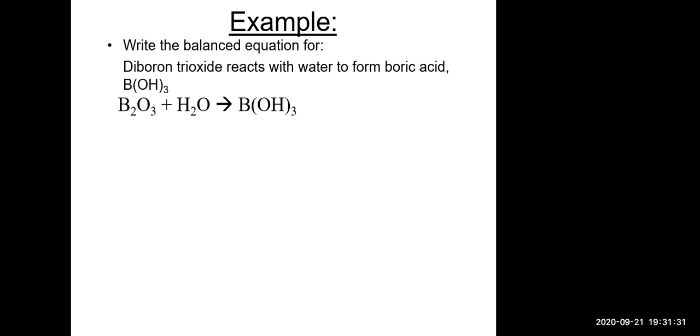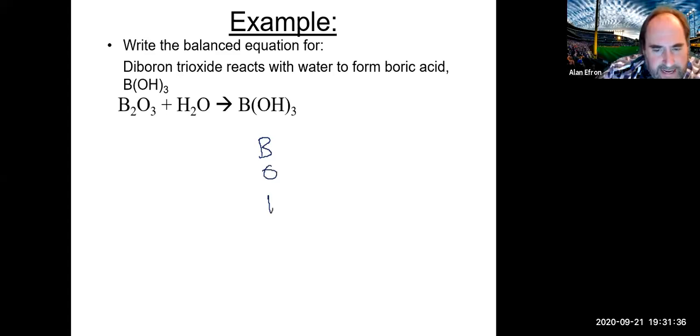Okay, so let's see how we're doing. So you can take the same approach. We got B, we got O, and H. So we have the reactant side, product side. On the reactant side there, we have two borons. On the product side, we have one. Oxygen on the left-hand side, there's three there, and one there gives us four.